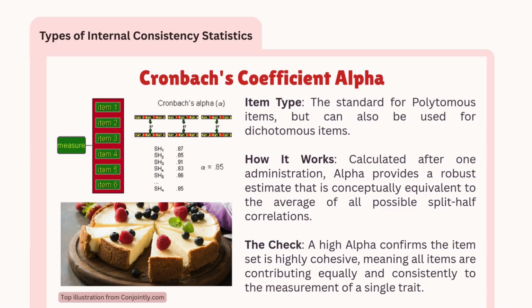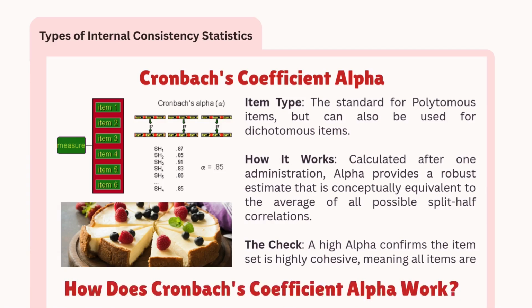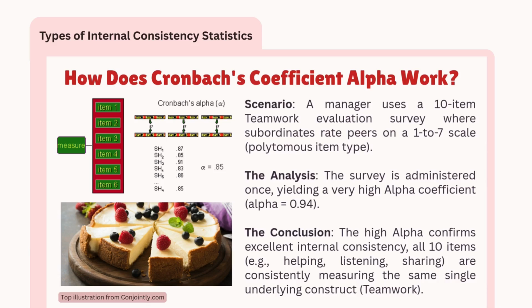So now let's go over a real-life example to better visualize this. Imagine a manager wants to use a 10-item teamwork evaluation survey where subordinates rate their peers on a scale of 1 to 7. The manager then administers that survey once and calculates the alpha, which comes out to 0.94. So this is an exceptionally high alpha, which confirms all 10 items are measuring the same single underlying construct consistently. So if a peer scores high on one item, they are highly likely to score high on all the others, proving that the measurement is reliable.